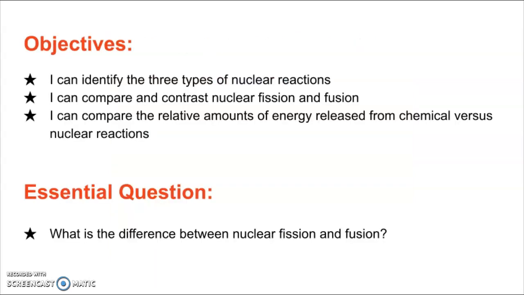Today's objectives are: one, you can identify the 3 types of nuclear reactions that occur. We're going to compare and contrast nuclear fission and fusion. And you're going to compare the relative amounts of energy released from these nuclear reactions and compare them to regular chemical reactions.